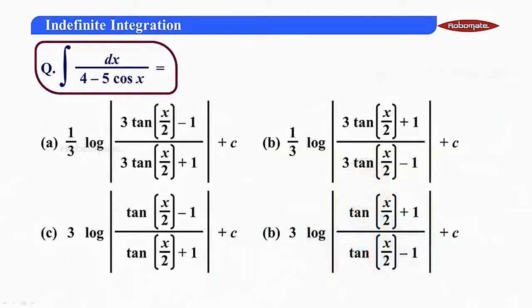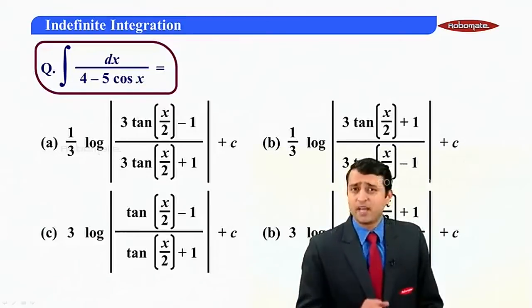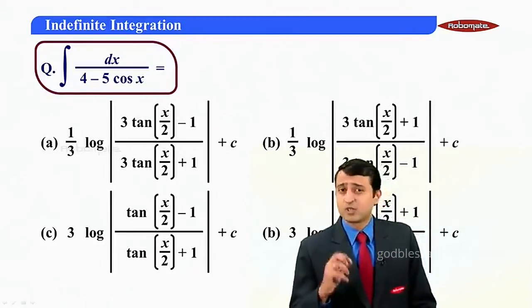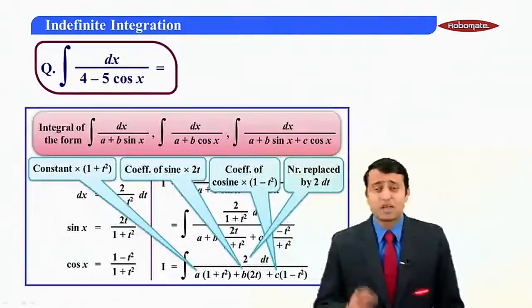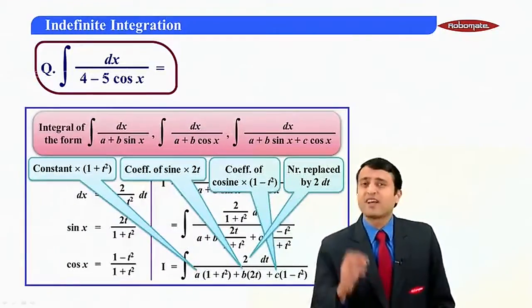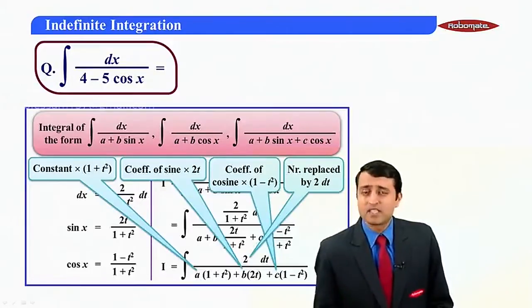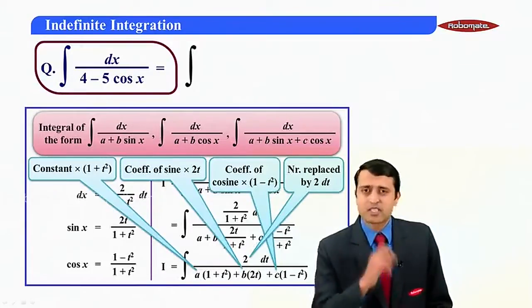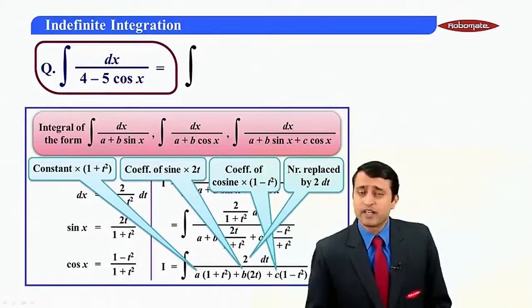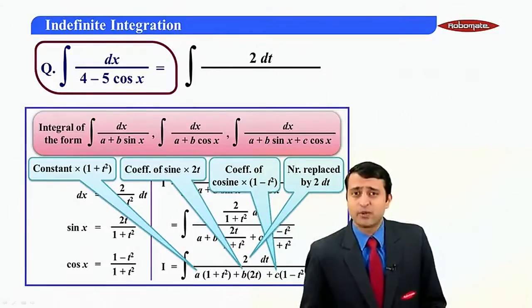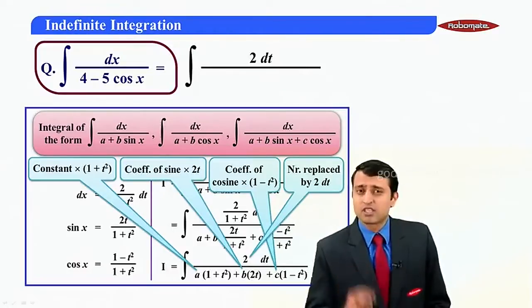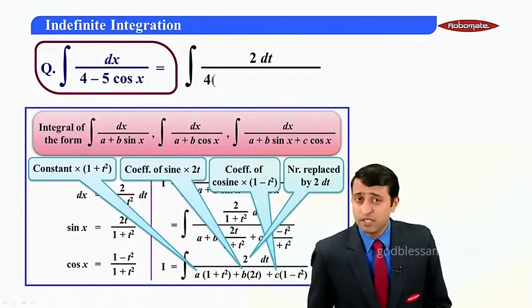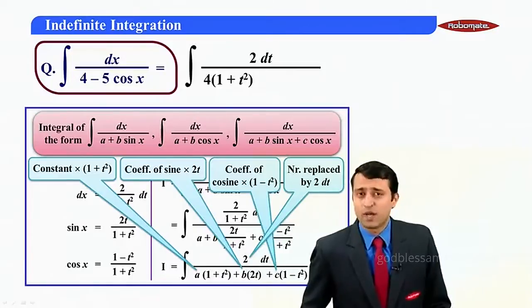First, I would advise you to have a look at these options. It is very important that we keep an idea about these. Now, the shortcut. It said very clearly that we need to multiply the numerator, or to be precise, replace dx by 2 dt. So let us start doing that. In the numerator, instead of dx, now I am supposed to write 2 dt. Then it said very clearly that the constant term is multiplied with 1 plus t square. So I'll have 4 into 1 plus t square.